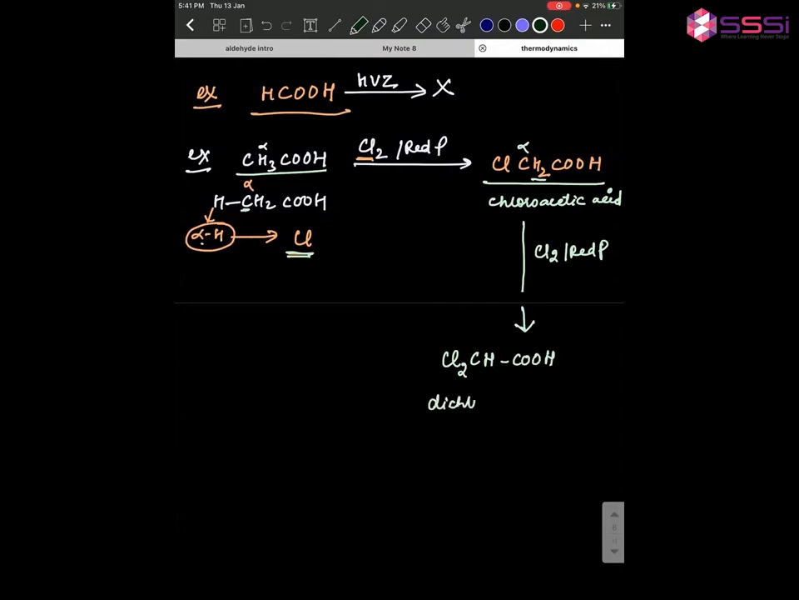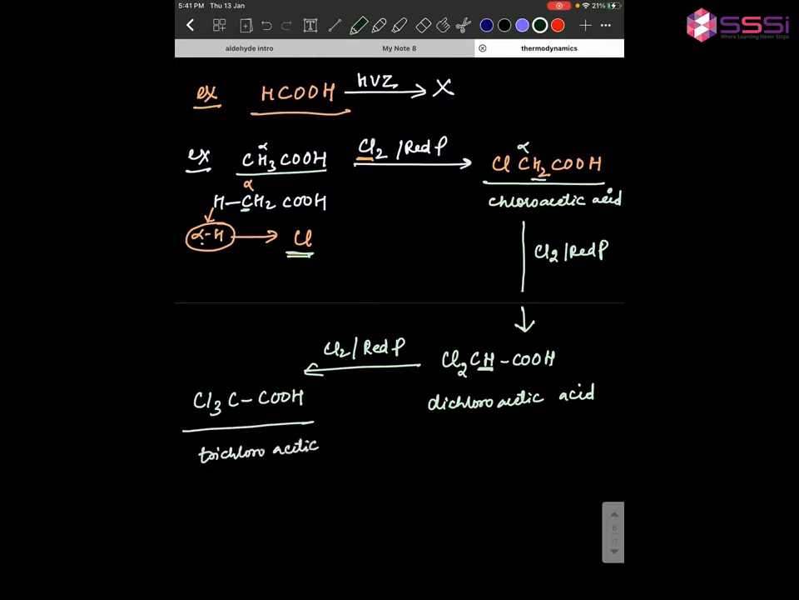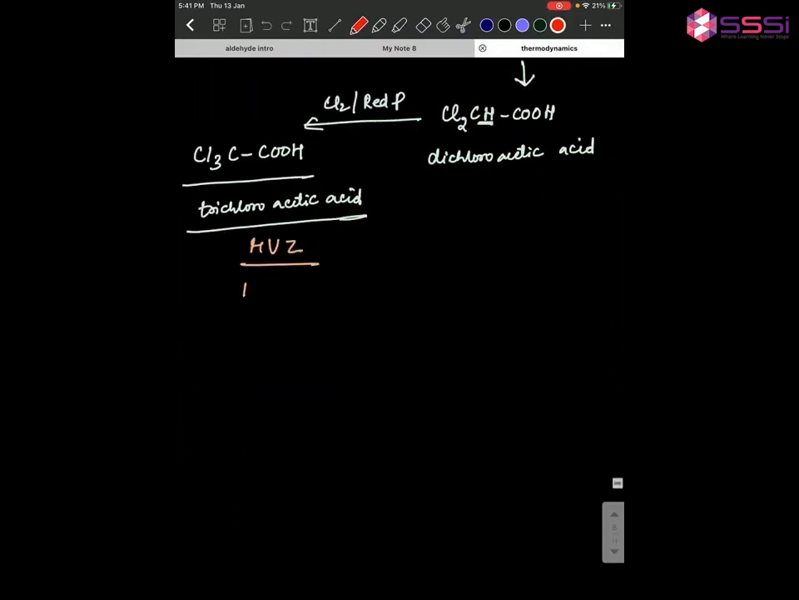Now this is dichloroacetic acid. Okay, again it has one alpha hydrogen. Again the same step takes place, Cl2 in presence of red phosphorus, and the product will be CCl3COOH. Now this is trichloroacetic acid. Okay, so this is the product, trichloroacetic acid. So what are we getting in the HVZ reaction? We are getting, from ethanoic acid, trichloroacetic acid.